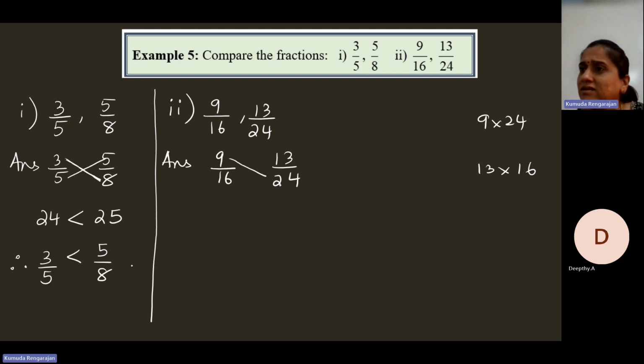216. 9 4s are 36, 6, 3 carried over, 18. Yeah. And 13 times 16 is 208. Correct. Now insert the inequality.